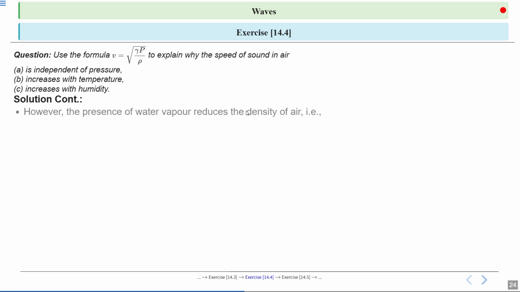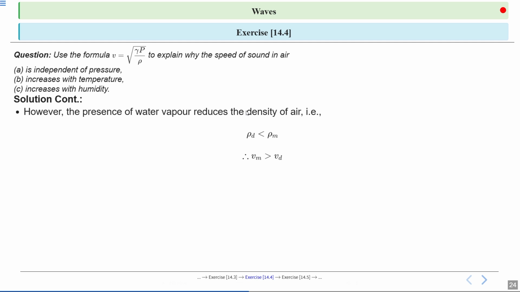Now, when water vapor is present in the air, it replaces some of the heavier air molecules, such as nitrogen and oxygen. This makes the air less dense. The inequality here, rho d is less than rho m, means that the density of dry air, rho d, is less than the density of moist air.